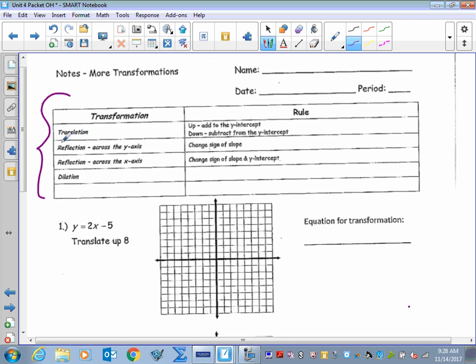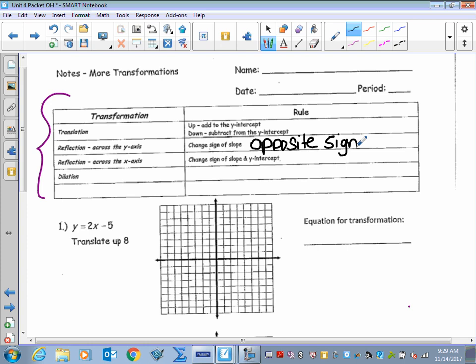Okay? A reflection, and you can reflect over either the x-axis or the y-axis. So right here it says a reflection across the y-axis means you change the sign of the slope. Now, changing the sign of the slope simply means you change to its opposite sign. So you might even want to write in there opposite sign. That simply means if the slope is negative, you're going to change it to positive and vice versa.